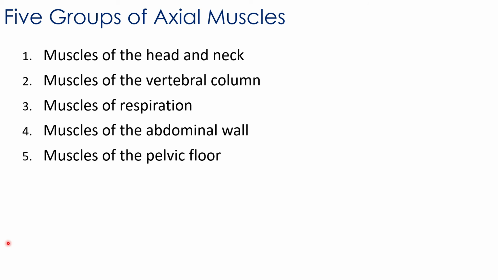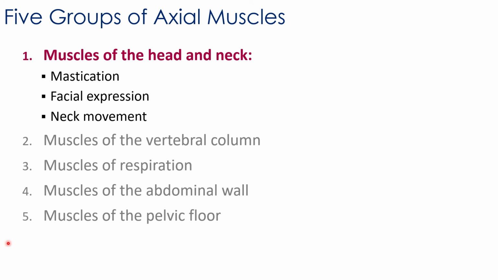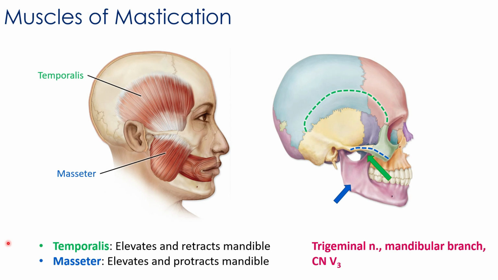We've previously identified 5 groups of axial muscles: muscles of the head and neck, vertebral column, respiration, abdominal wall, and pelvic floor. We've already talked about a few of those, but today we're going to focus again on some of the head and neck muscles, specifically those involved with mastication, which is chewing and swallowing, facial expression, and then also neck movement. So muscles of mastication.